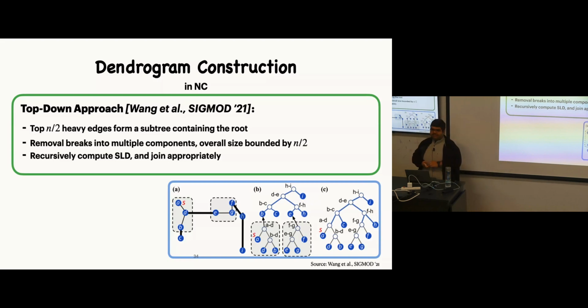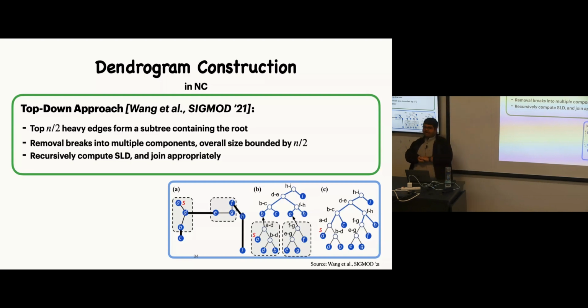So given this, the idea is as follows. You compute this subtree just on these edges. And how do you compute them? You can think of contracting every other edge of weight smaller than it until you just end up with these n by 2 heavy edges. And once you have the subtree, recursively compute the dendrogram of it. And that gives you the top part of your dendrogram.